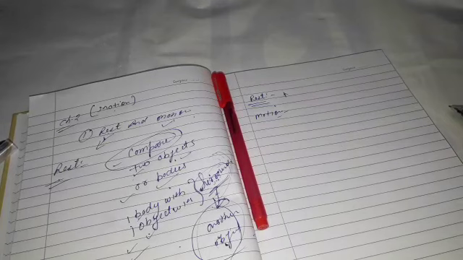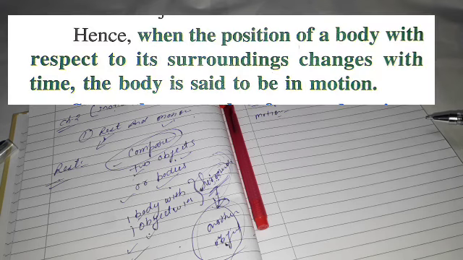Okay class, now what is motion? You can see the definition of motion: when the position of the body with respect to its surrounding changes with time, the body is said to be in motion. It's a very important point here: it changes with time, then we can say it is in motion.